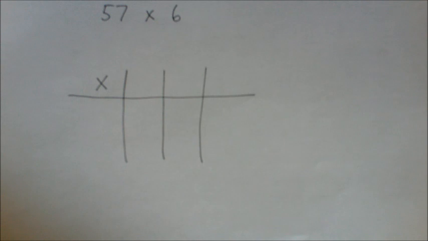Now just before you stop the video and say what you think step 2 is, we are looking here for a particular maths vocabulary word. It's quite a longish word. Let's see if you can remember it. We've got 57 multiplied by 6. What would we do next?